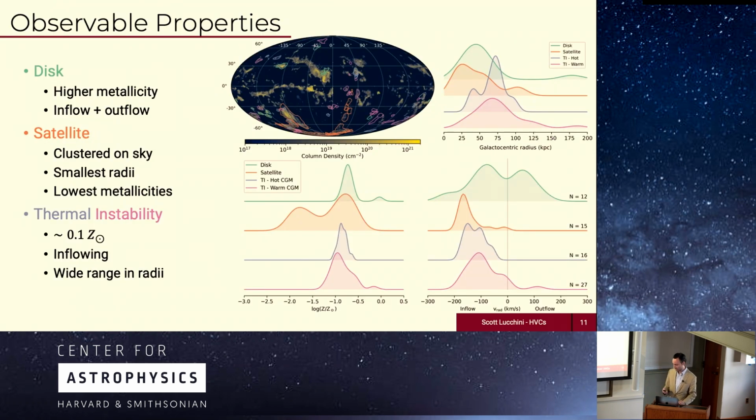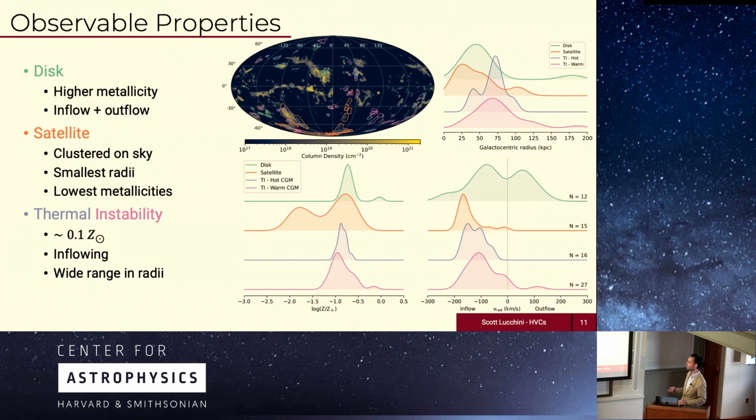And so in my last 1 minute, the whole goal is to see if we can constrain the origins of our Milky Way HVCs. So what do these HVCs look like at the present day, or at the final snapshot, based on their origins? And so a few highlights here, since I'm running out of time.